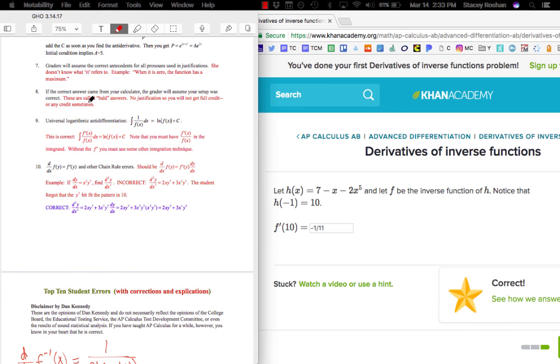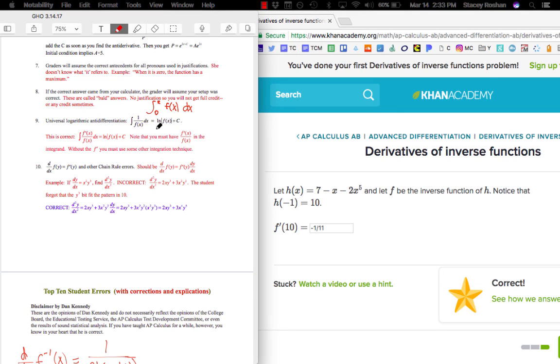If the answers come from your calculator, put in what you did. So if you're using fnint on your calculator, you just write like the integral from 0 to 2 of f of x dx. Write that down, and then in your calculator you can do fnint of y1 from 0 to 2, okay? Don't write that calculator talk on your paper. Don't write that you used fnint, but just write what you did on your calculator, which was the integral.